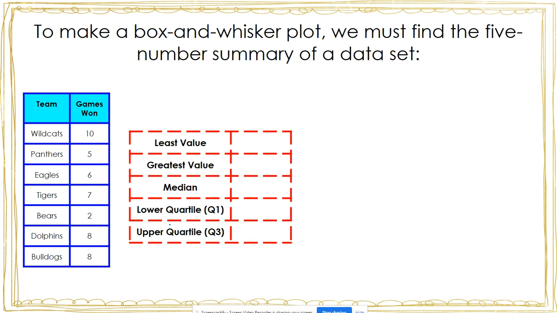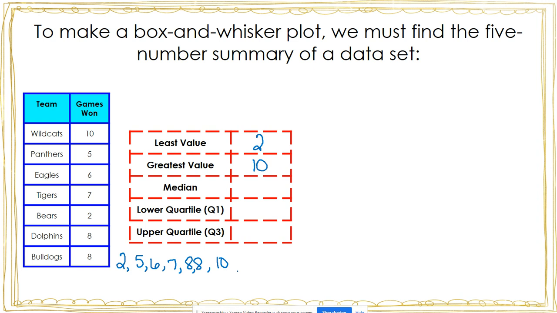To help us with this, since we're finding the median and the quartiles, the first thing that's going to be best for us to do is to order our numbers from least to greatest. So for this data set, 2 is my least number. Then I have 5, 6, 7. There are 2 8s, and then there is a 10. Now that I have my numbers in order from least to greatest, I can find all of these values. The least value in my data set is 2, and the greatest value in my data set is 10.